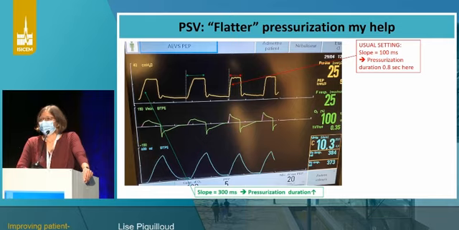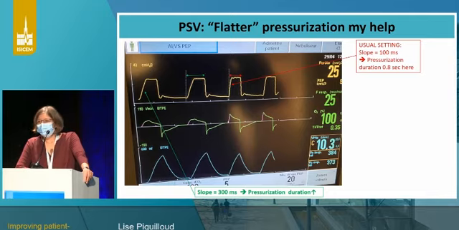And if it's not sufficient, what can you do? You can try to play with the slope. Here you have a standard setting with a slope at 100 milliseconds, quite fast pressurization. And on the left, you have a situation where the slope is put at 300 milliseconds.